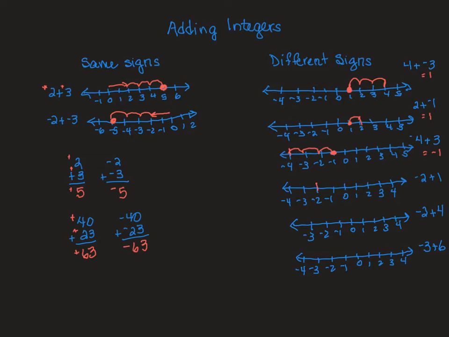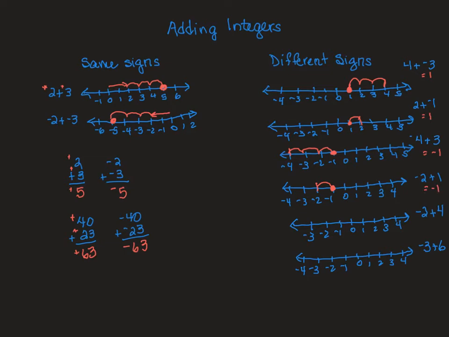I'm adding 1. I'm adding a positive. So I'm going in a positive direction. I'm going 1 space in the positive direction, and that's equaling negative 1. Now here's what I want you to notice.